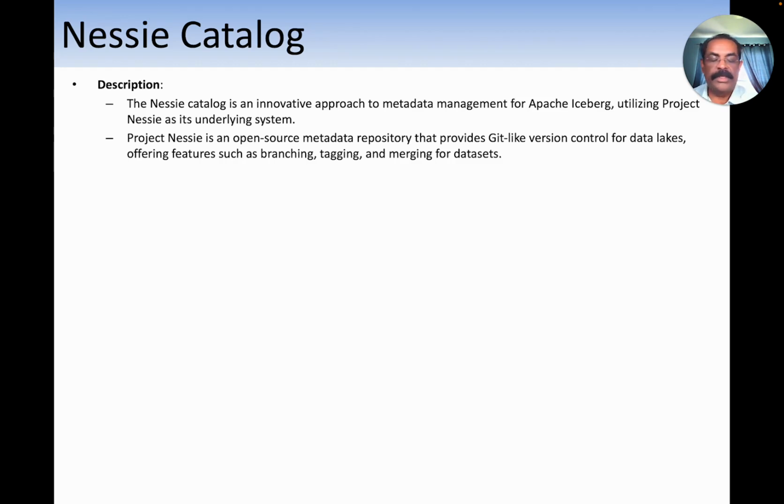You can branch the entire database, you can tag the entire database, and then it's easy to merge data sets. So it is an advanced Git-like catalog; that feature is not there in other catalogs. Iceberg has branching, but it's on a single table. So the Nessie catalog, again, offers branching, tagging, and merging of data sets, metadata effectively.